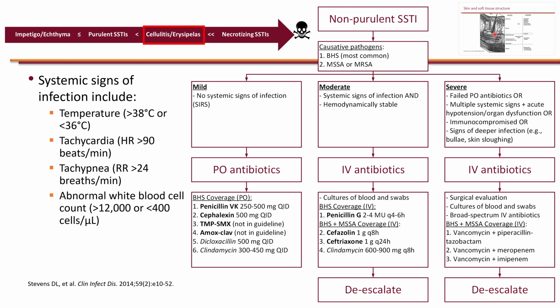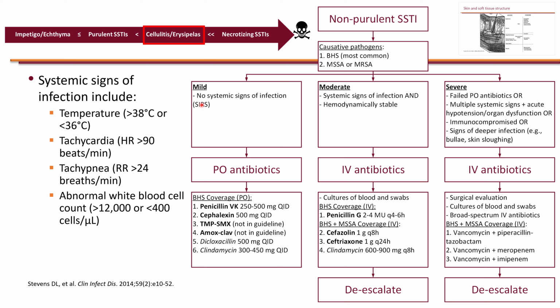So here, slightly more severe is cellulitis, and we know that cellulitis goes deeper into the skin, so it can have dermis layers, as well as go a little deeper into the subcutaneous layer. So again, with non-purulent skin and soft tissue infection, the most common cause is beta hemolytic strep, and it can also have MSSA or MRSA as a contributing factor.